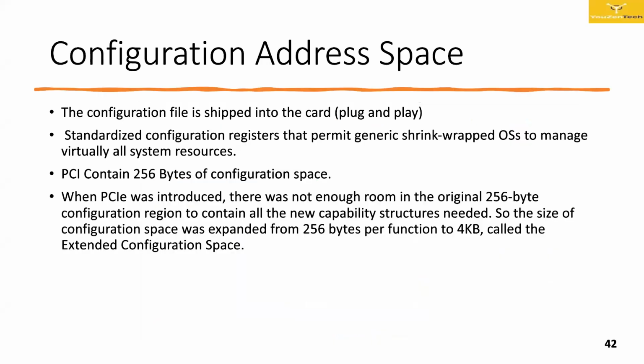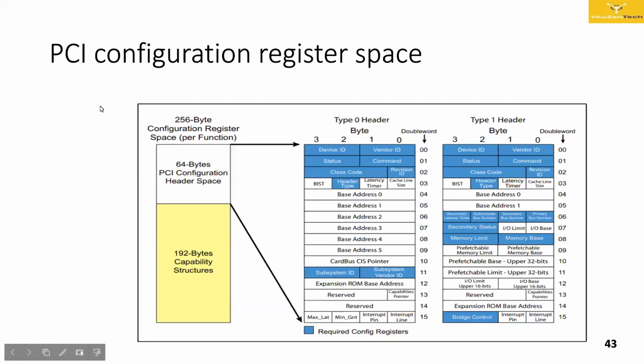Let's go back. I have explained this already. In PCI, every function has 256 bytes of configuration register space, and this is per function. But when we moved from PCI to PCI Express, this 256-byte space was increased to 4096 bytes, which is 4 KB of address space. So each function in PCI Express has 4 KB of configuration address space.